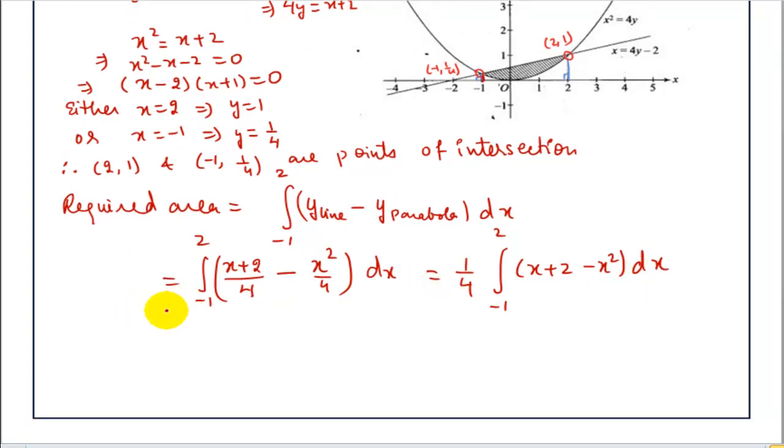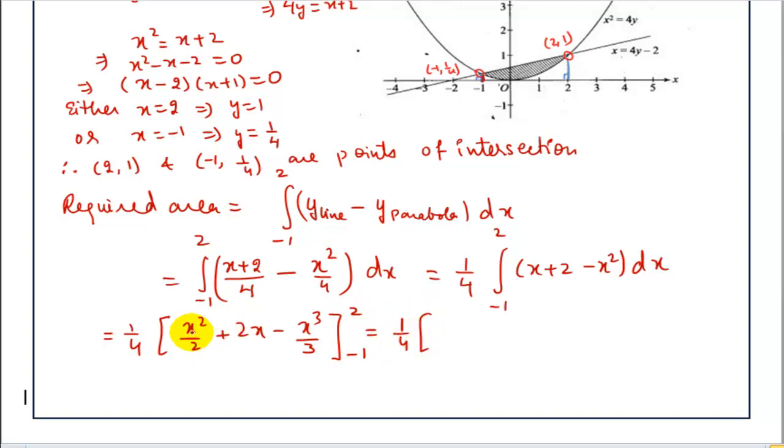Now integrating it, we get 1/4 times: integral of x will be x²/2, that of 2 will be 2x, and that of x² will be x³/3. Now we are going to apply the limits. First we will replace x by 2. On replacing x by 2, here we get 4/2, which comes out to be 2 only. Then plus 2 times 2, which is 4. And then minus cube of 2 will be 8, so we get 8/3 here.